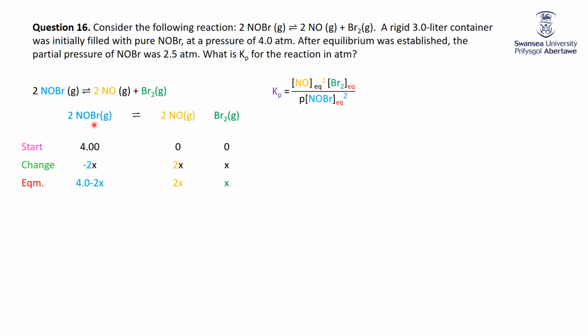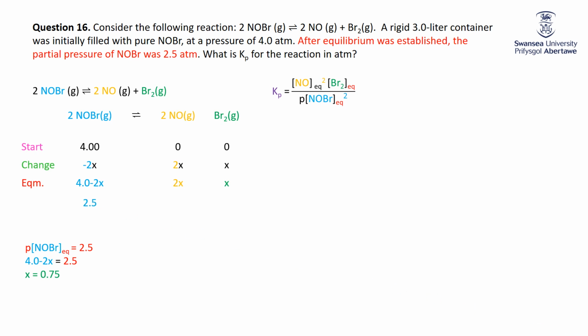So anyway, we start with 4 NOBr, none of these. Looking at the coefficients, 2, 2, 1, and of course we use up reactants, so at equilibrium 4 minus 2x, 2x and x. Now, we want Kp, so it means somehow we're told X. How are we told X? Well, after equilibrium was established, so in other words, at equilibrium, the pressure of NOBr was 2.5. So the NOBr is 2.5, but it's also 4 minus 2x. So 4 minus 2x is 2.5. Plug it in, x is 0.75.